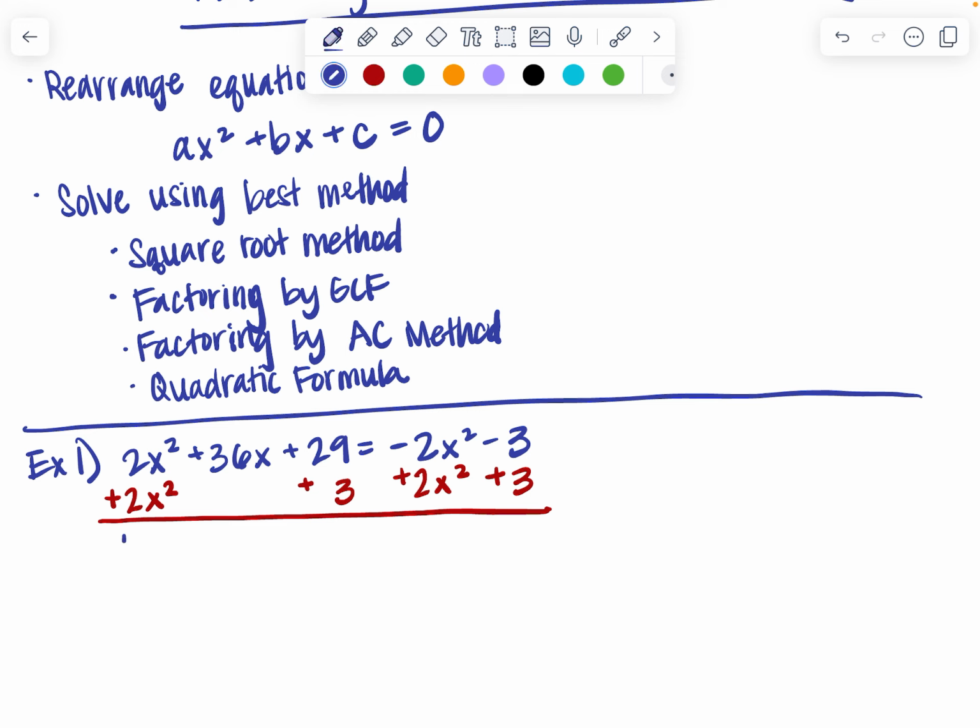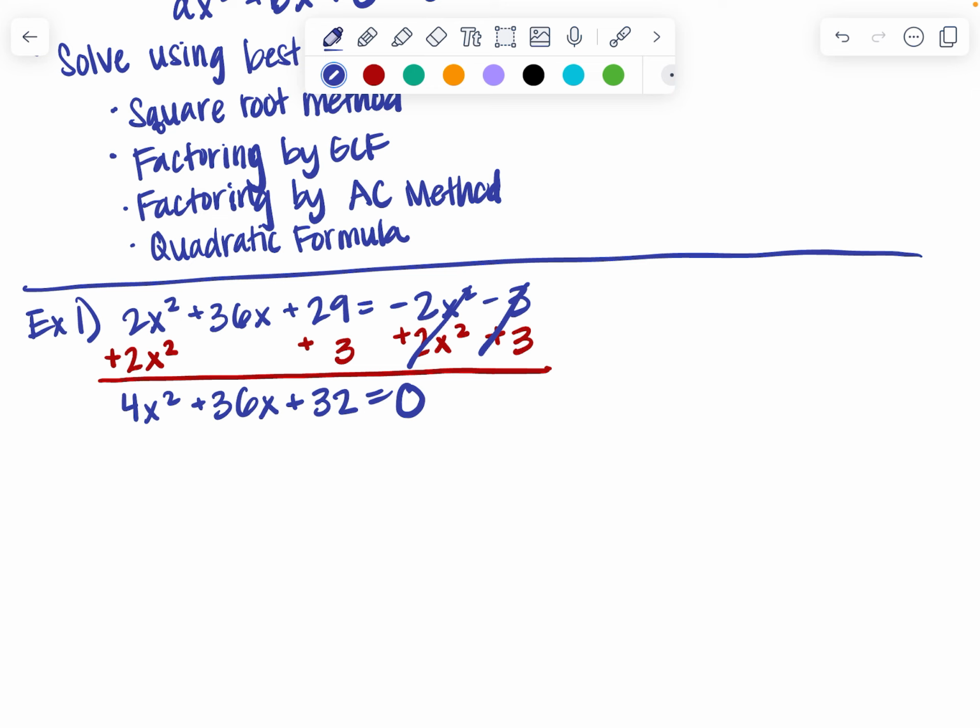So this is going to become 4x squared plus 36x plus 32, and this side is now 0. So I have a quadratic trinomial. I'm going to try the AC method for this one. So first, I can see that I have a greatest common factor that I can take out from the beginning.